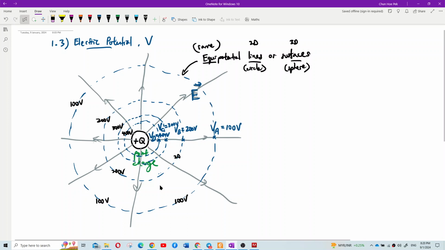200 volt all around. And then the third surface is 300 volt, and the fourth surface is 400 volt all along. So that's why we call this an equipotential line.